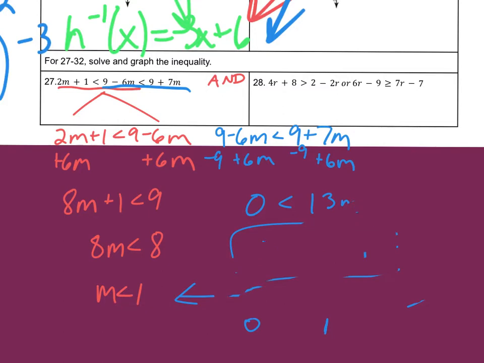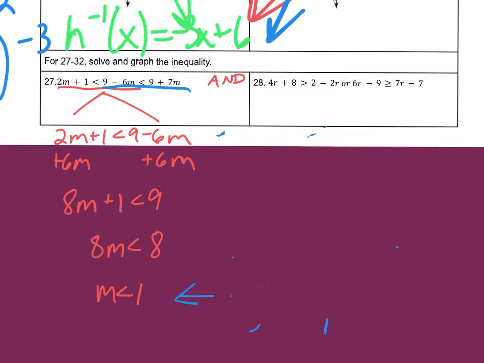Okay, we'll go ahead and do the next one. Try to erase all that. This one's an or. It tells me that literally in the problem, or. So we'll go ahead and just solve each side. Move the smaller variable over. So 6r plus 8 is greater than 2. Subtract the 8 over. 6r is greater than negative 6. R is greater than negative 1. And subtract 6r. R, add 7. R is less than or equal to negative 2.